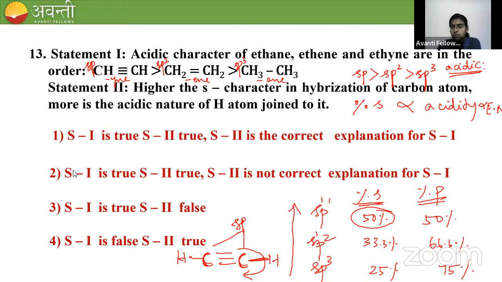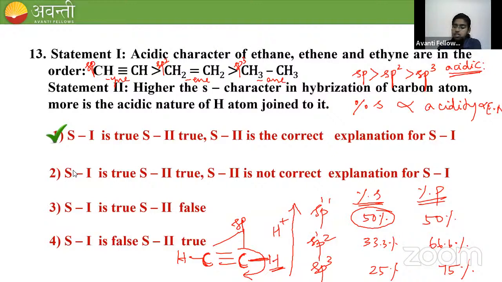So what happens to this hydrogen? It will give its electron to carbon and go out as H plus easily. The compounds which donate H plus ions easily are called acids. So that's why ethyne, or the sp hybridized carbon containing compounds, are more acidic than the others. Got it? I hope this is clear to all of you. So option 1 is the correct answer for this question. Got it?